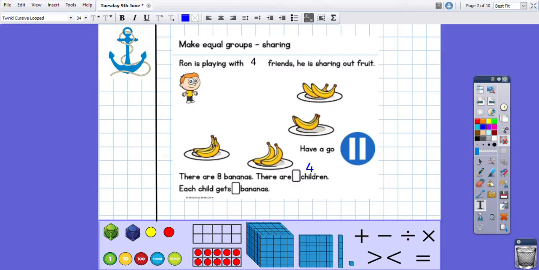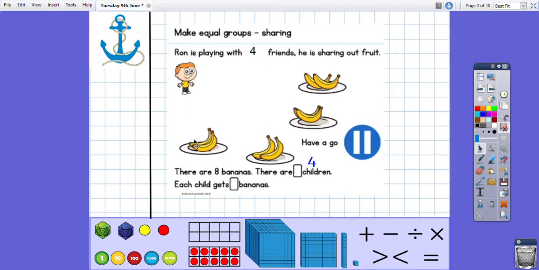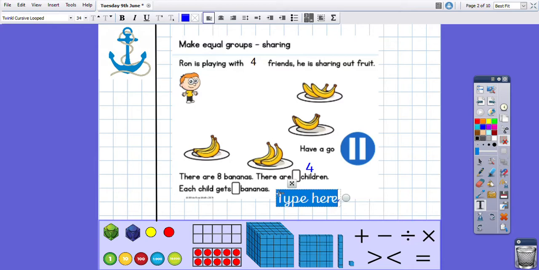So to make sure, we're going to count every single one of them, okay? So there's 2 on that plate, 2 on that plate, 2 on that plate, and 2 on that plate. It doesn't matter that they're all sat differently, it just matters how many there are. And they are all equal, so each child gets 2 bananas.